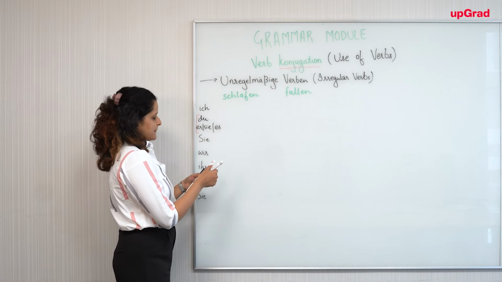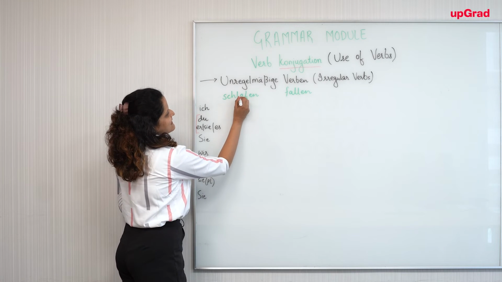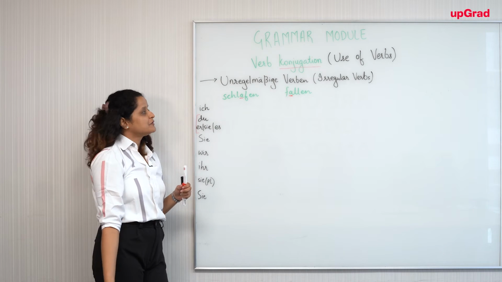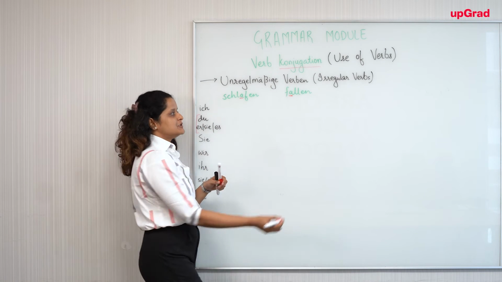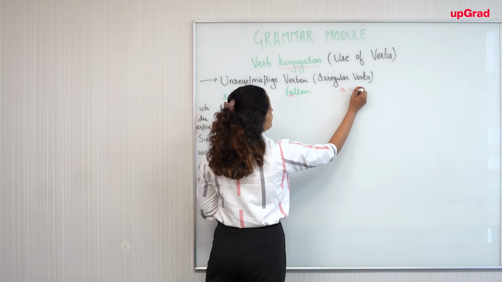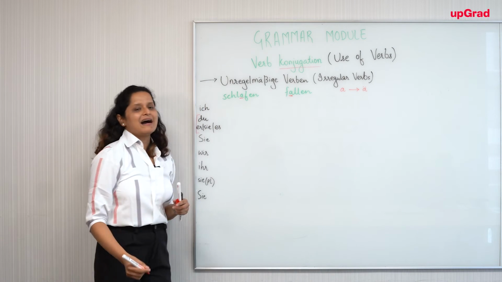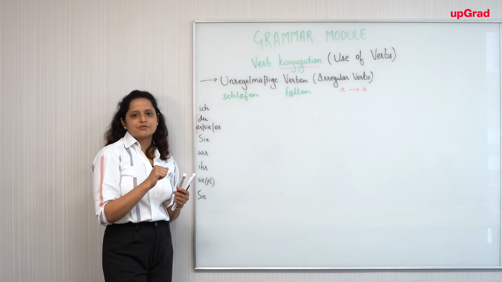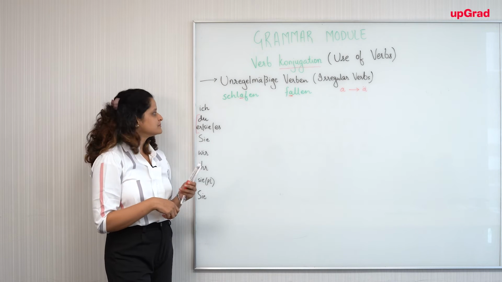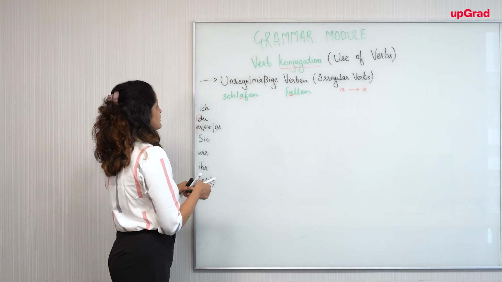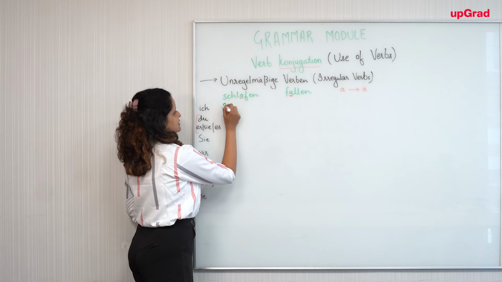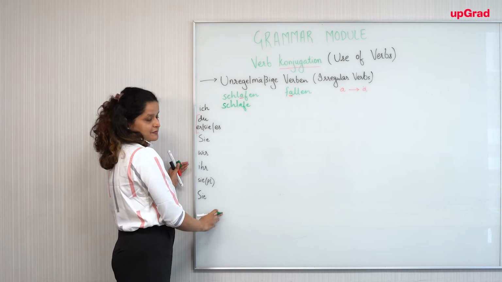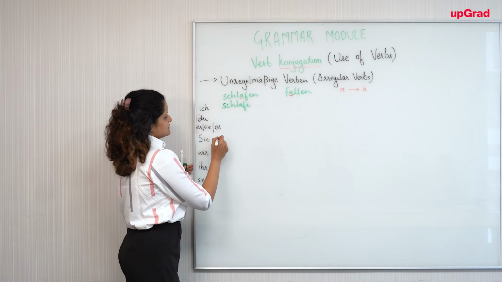Now if you see, the stem here has a. So the vowel here that we have is a, which we will be changing. So this a will turn to a umlaut. That is, the sound of a in the conjugation becomes ä. So let's take a look. So this becomes ich schlafe. The rest of the conjugation, as we have seen, remains the same.